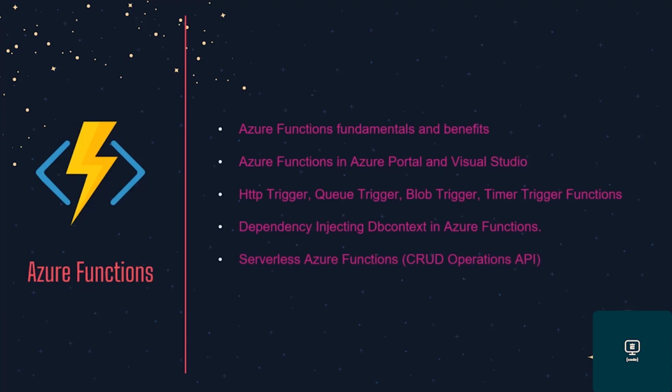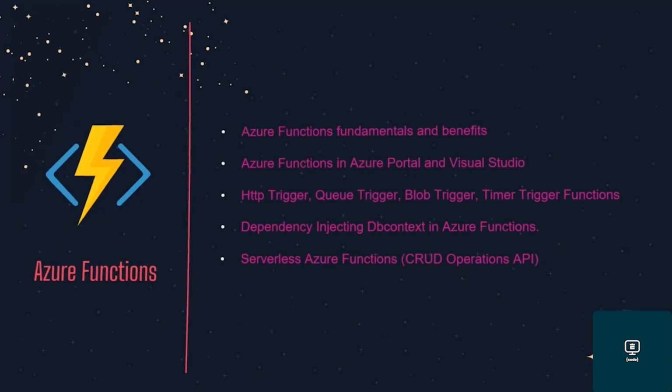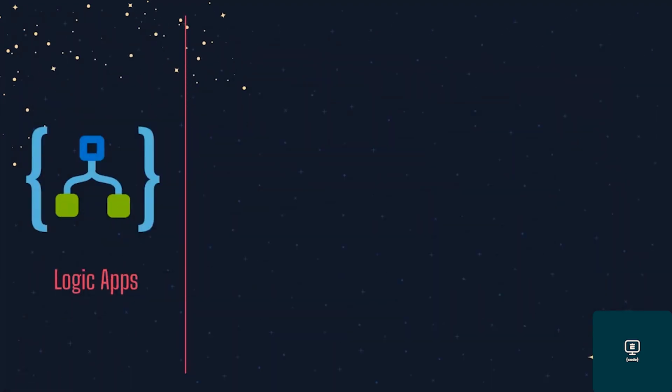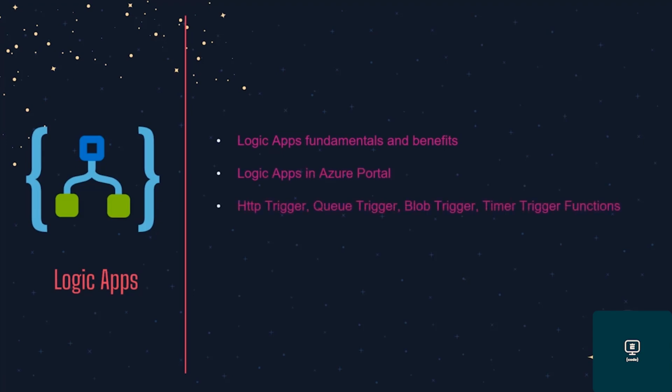After we complete everything with Azure Functions, we will switch to the next service, which will be Logic Apps. There also, we will understand the fundamentals and benefits of Logic Apps. Logic Apps are configured from the Azure portal, so we will create them, and they will be of type HTTP trigger, queue trigger, blob trigger, and timer trigger.